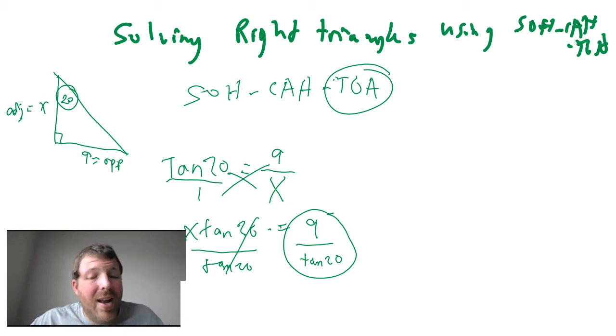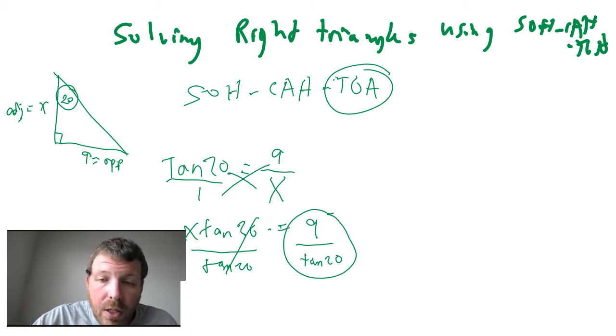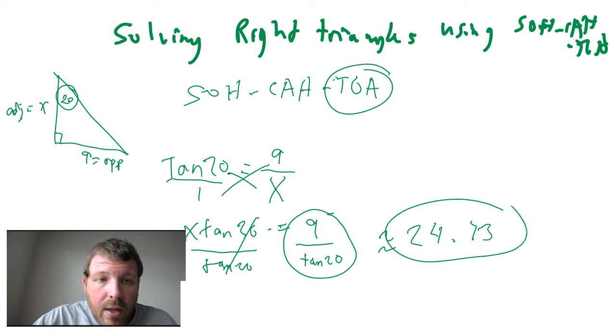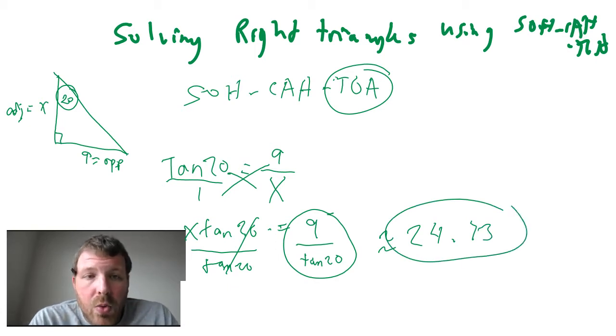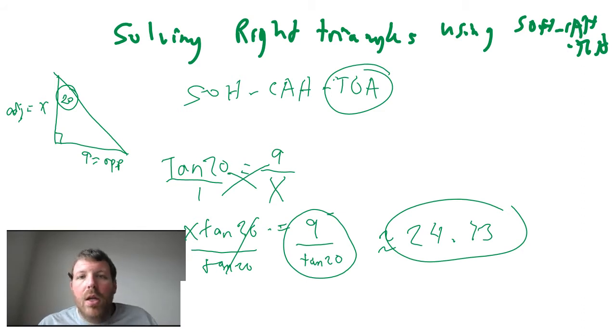Now, 9 divided by the tangent of 20, I'm going to put that in my calculator. So 9 divided by the tangent of 20 is equal to approximately 24.73. And so the length of x is 24.73. So that's kind of how we do this. We just figure out what trig function I need to use, right? And then we just go from there.